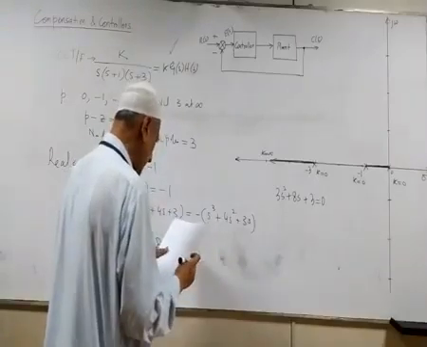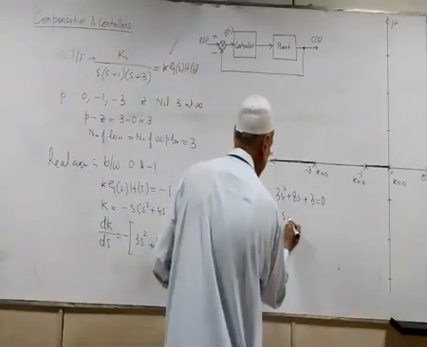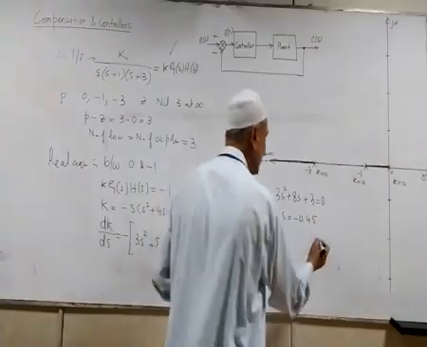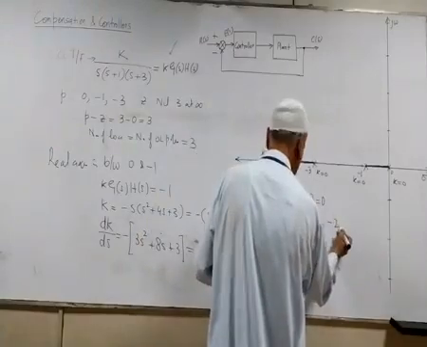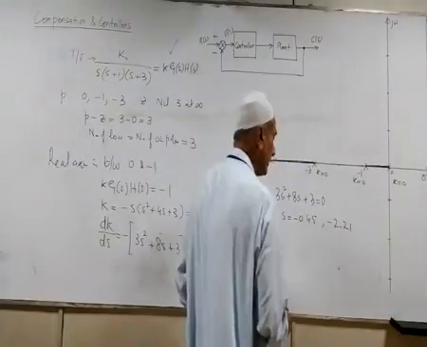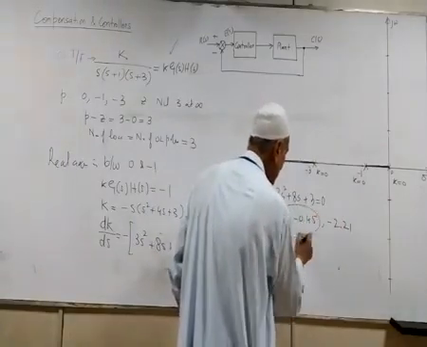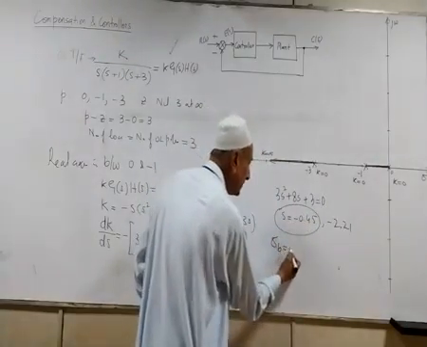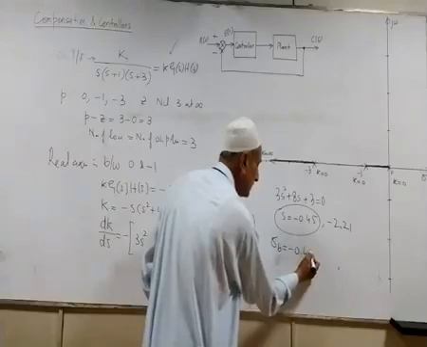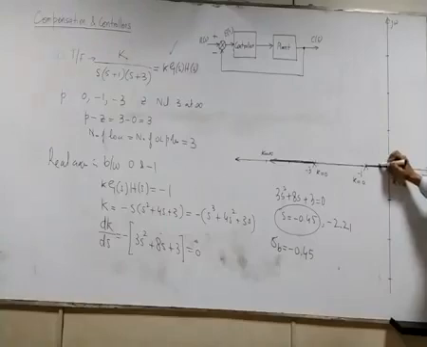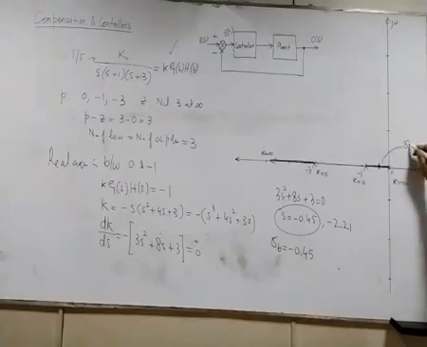In this case, the breakaway point is at S equal to minus 0.45, because the other root, if you work out, is something like 2.21, and 2.21 is not lying on the real axis loci. However, minus 0.45 is the breakaway point which is actually lying on the real axis loci, somewhere over here. So this is our breakaway point.